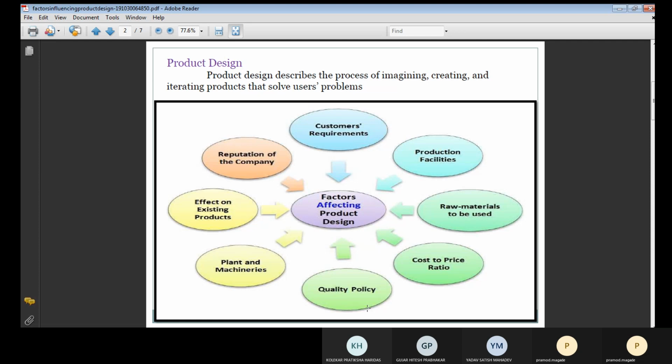Then the effect on existing product. This is also an important one. Effect on existing product means whatever the quality of the existing product, at least that bare minimum quality I will have to give, and one kind of advantage or add-on will have to be given on that existing product. So these things are also considerable in the development of a product from the economic point of view.